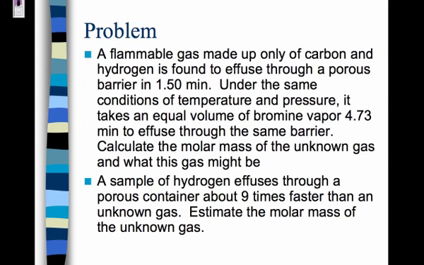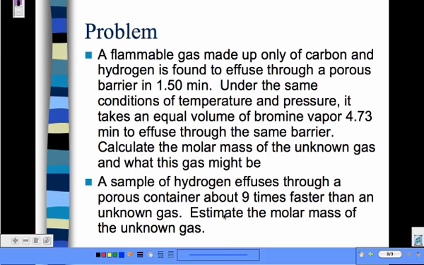So if a flammable gas made up of only carbon and hydrogen is found to effuse through a porous barrier in 1.5 minutes, under the same conditions of temperature and pressure, it takes an equal volume of bromine vapor 4.73 minutes to effuse through the same barrier. Let's calculate the molar mass of the unknown gas, and then we'll try to figure out what that could be.